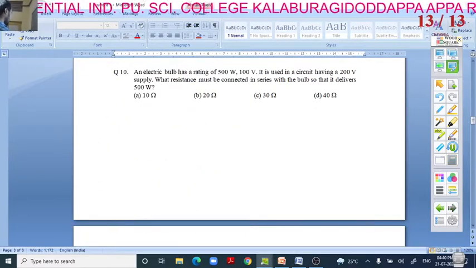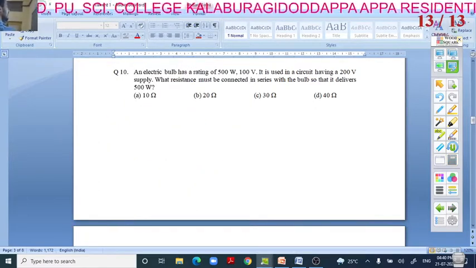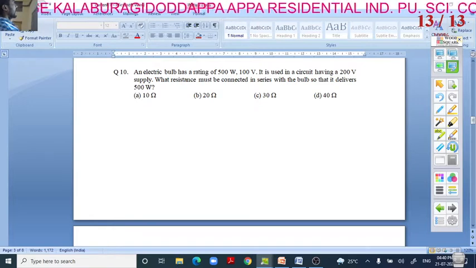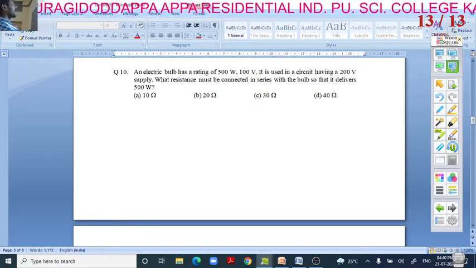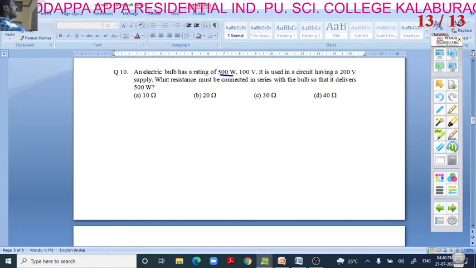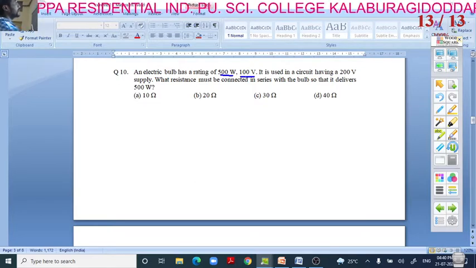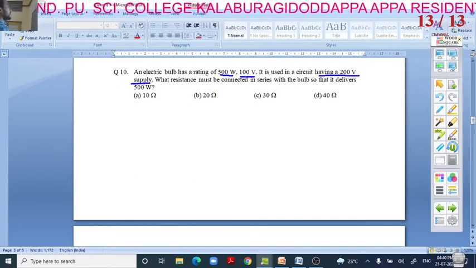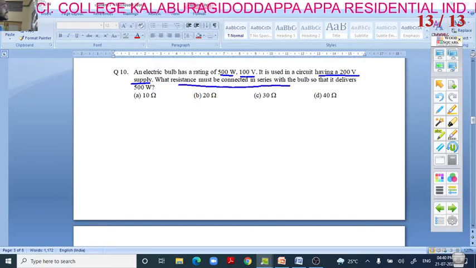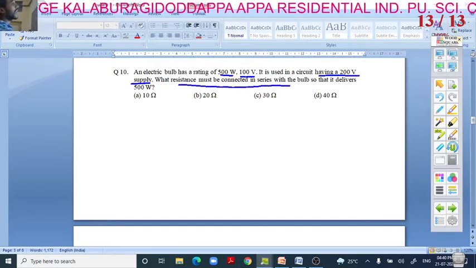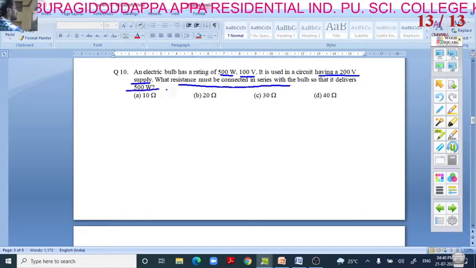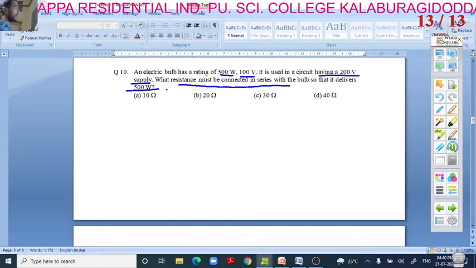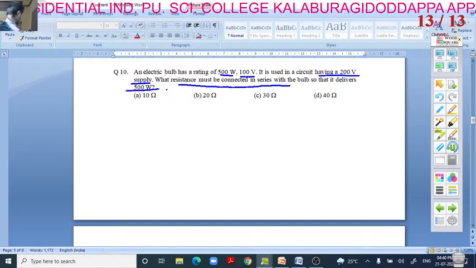Next, an electric bulb has a rating of 500 watt, 100 volt. Okay, 500 watt and 100 volt he has given. It is used in a circuit having 200 volt supply. What resistance must be connected in series with the bulb so that it delivers 500 watt? To deliver 500 watt, how much resistance is required? Let R be the resistance to deliver 500 watt. So consider.